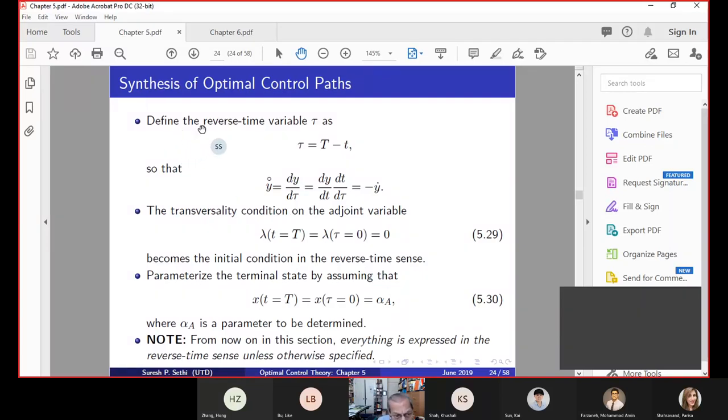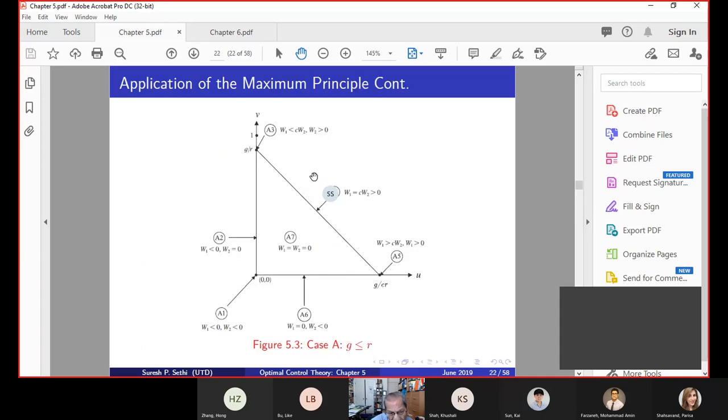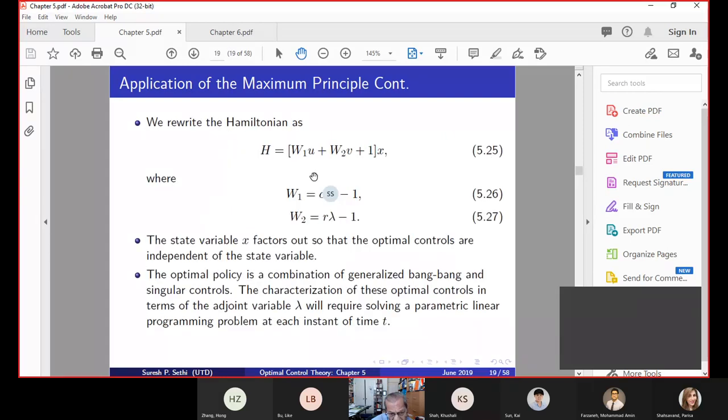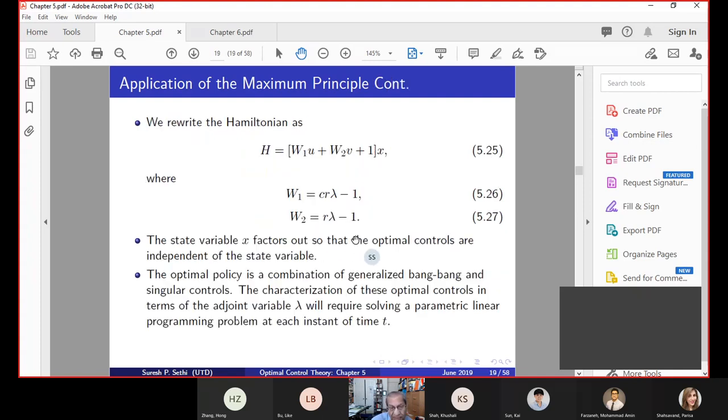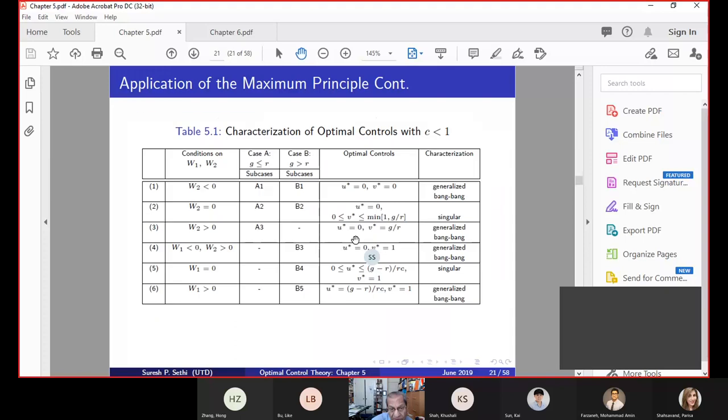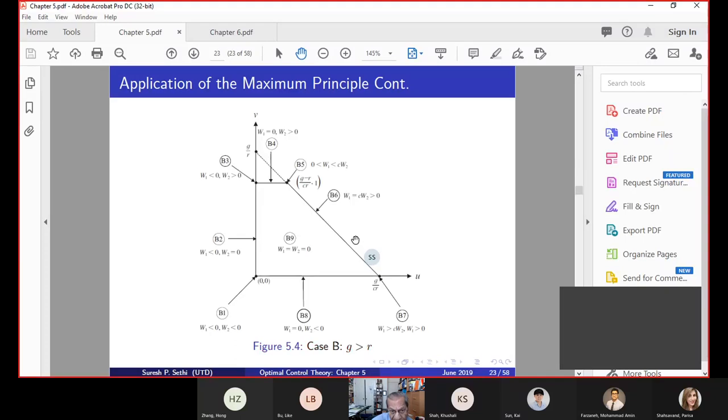The first thing I want to do in the switching point analysis is do what is called the reverse time. The reason I do reverse time is because I'm going to solve this lambda dot problem, this differential equation. But this differential equation doesn't have an initial value. It has a terminal value. So I can go backward, starting from zero. I can go backward to solve this problem as I find U and V, okay? So let's continue on this. Please ask me a question anytime you have a question. You can interrupt me anytime you want.